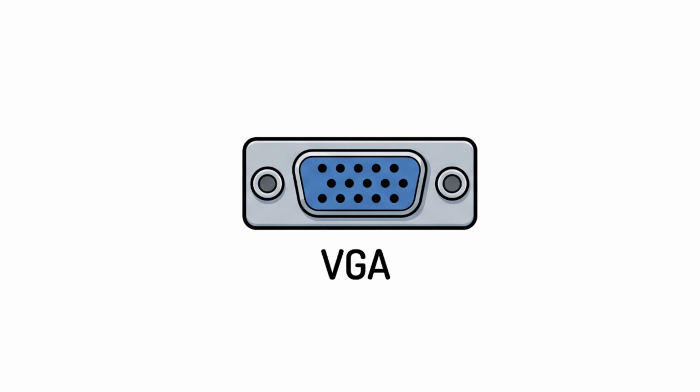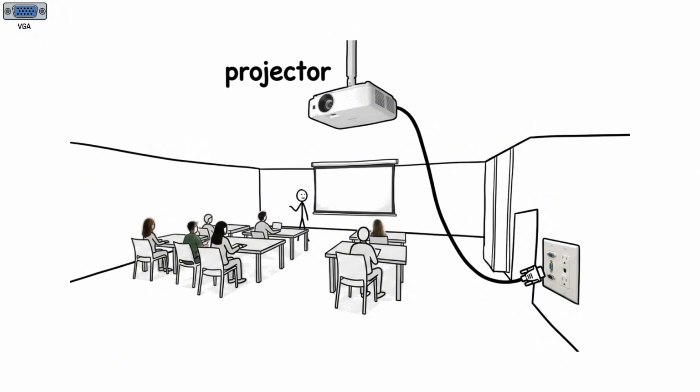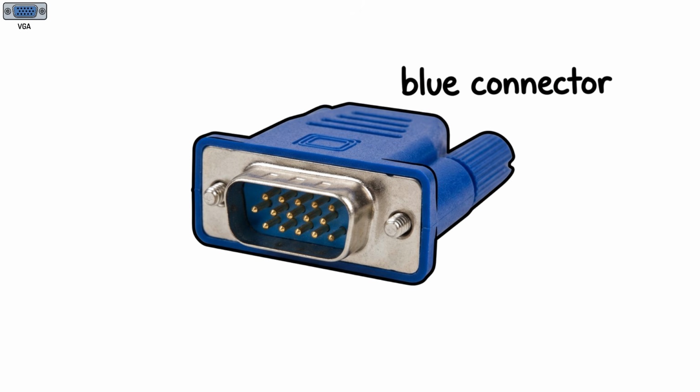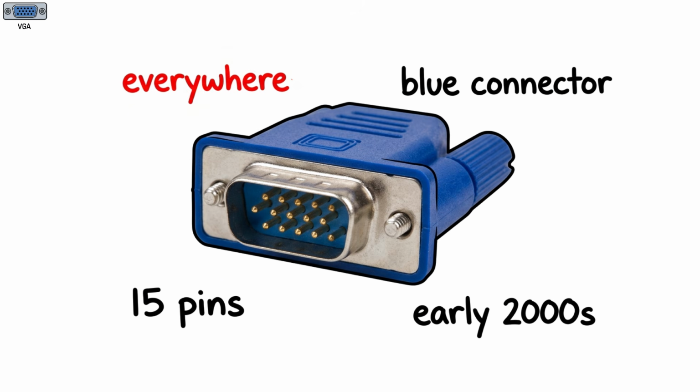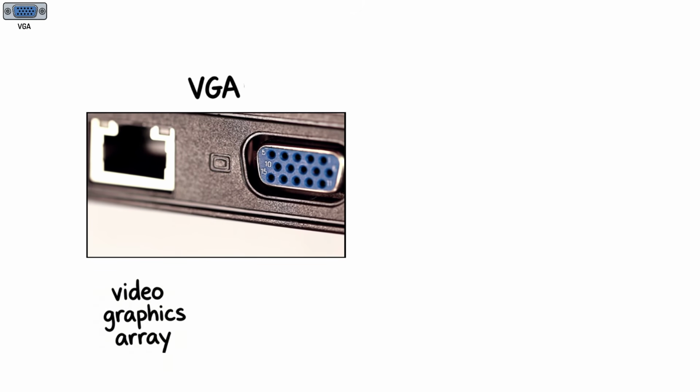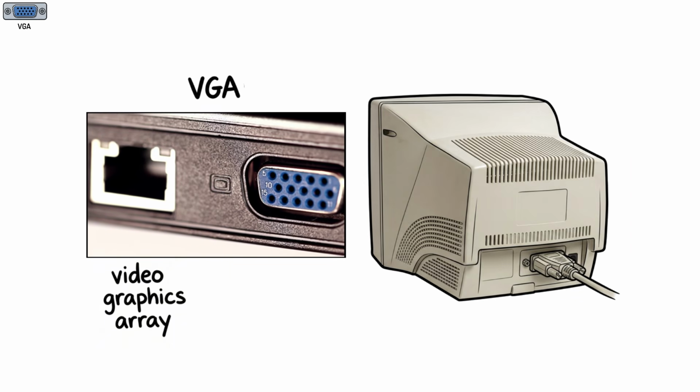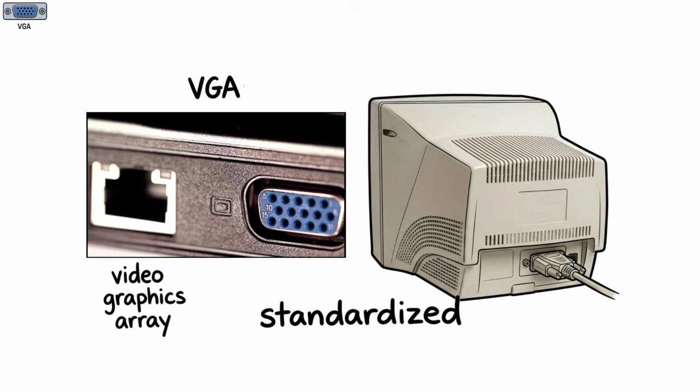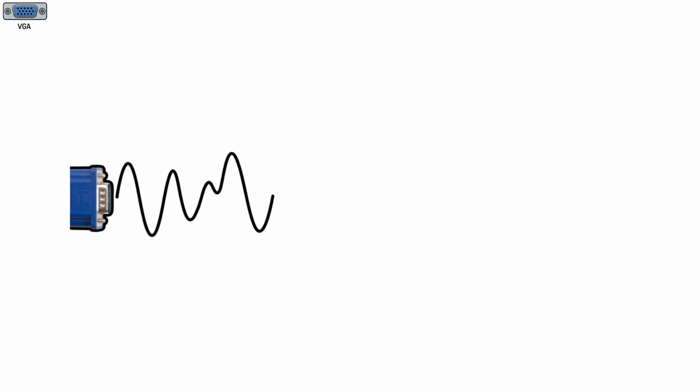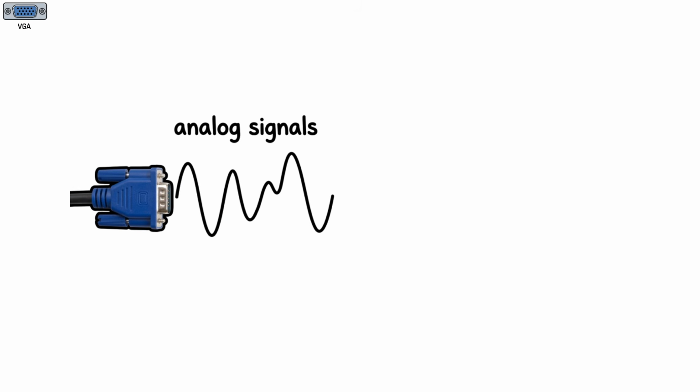VGA. If you've ever used a projector in a classroom or a conference room, you've probably seen VGA. That blue connector, with 15 pins, was everywhere in the early 2000s. VGA stands for Video Graphics Array, and it was one of the first standardized ways to connect a computer to a screen. The catch is that VGA uses analog signals.